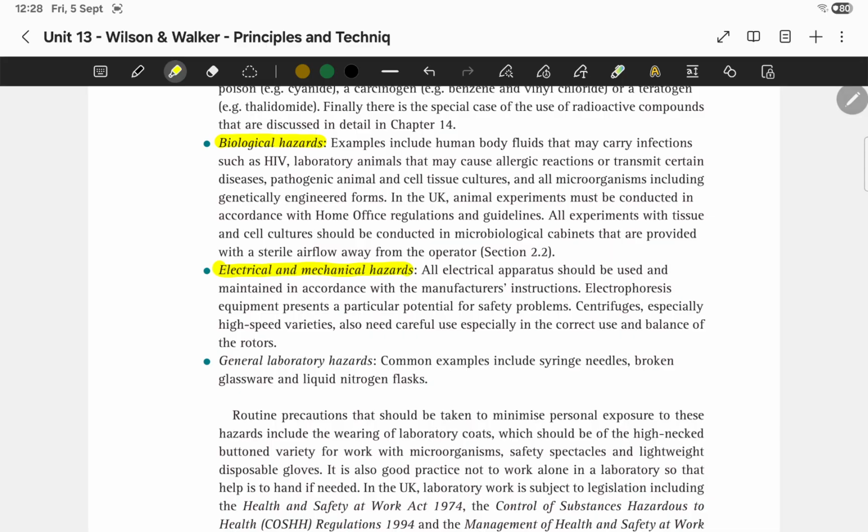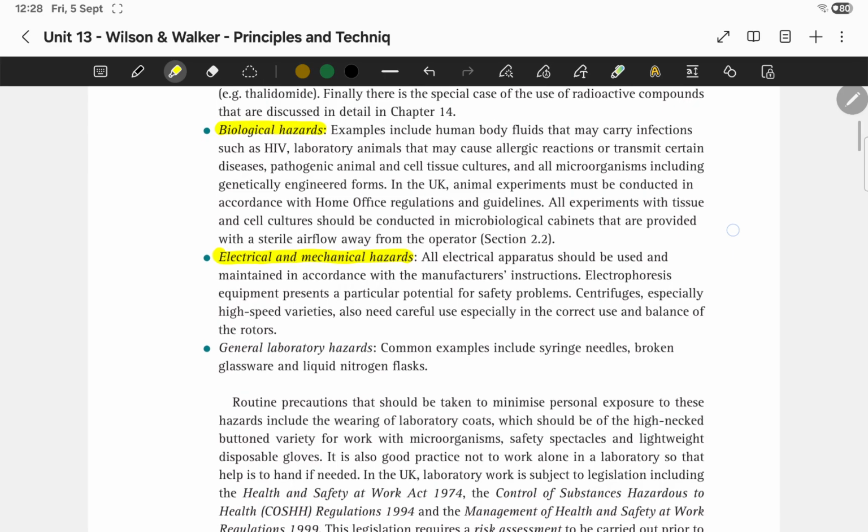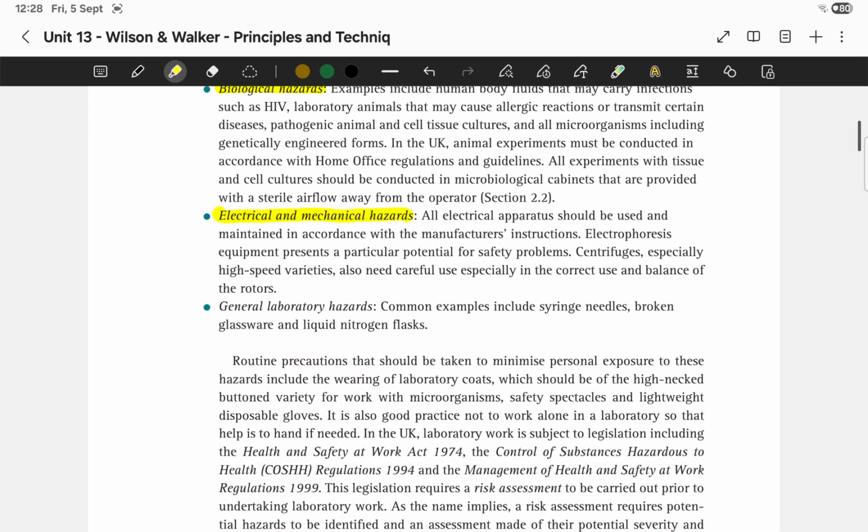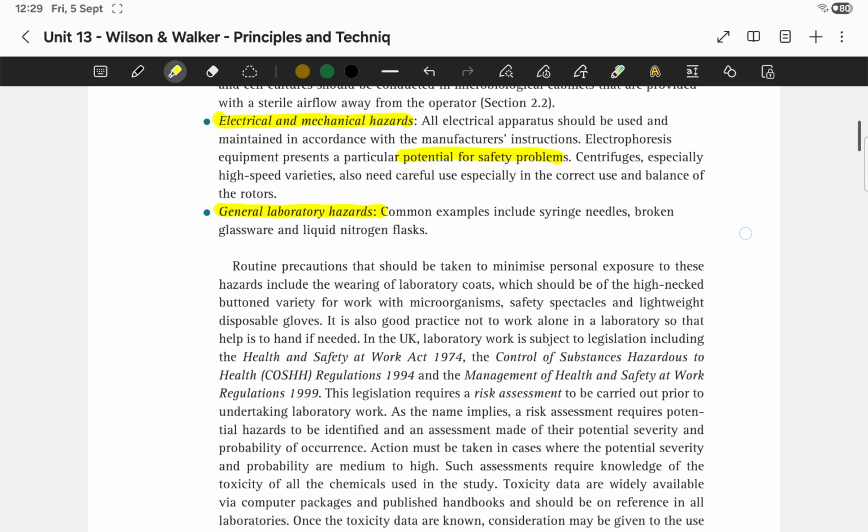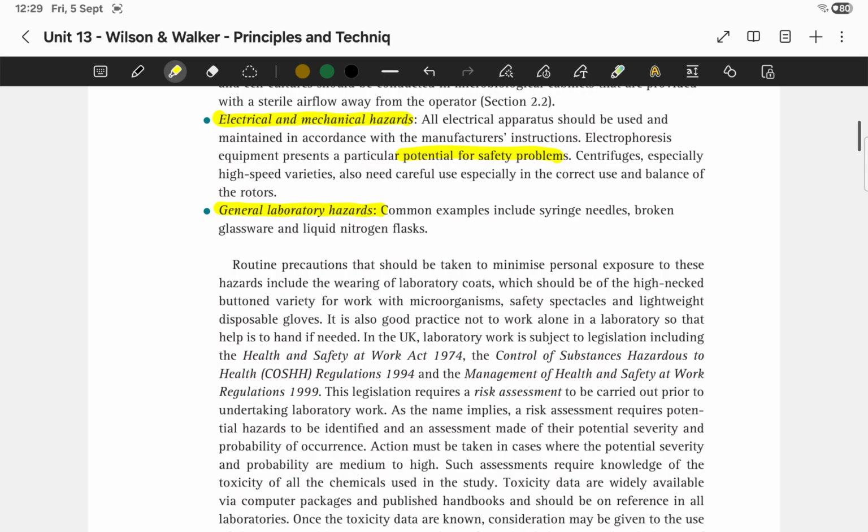Number 3, electrical and mechanical hazards. All electrical apparatus should be used and maintained in accordance with the manufacturer's instructions. Electrophoresis equipment presents a particular potential for safety problems. Centrifuges, especially high-speed varieties, also need careful use, especially in the correct use and balance of the rotors. Number 4, general laboratory hazards. Common examples include syringe needles, broken glassware, and liquid nitrogen flasks.